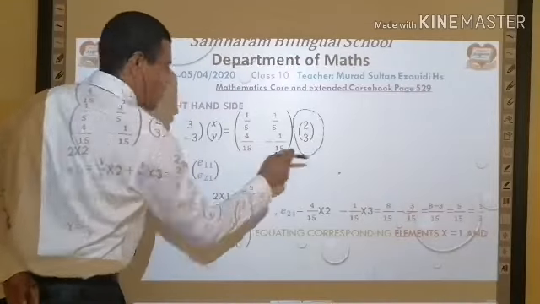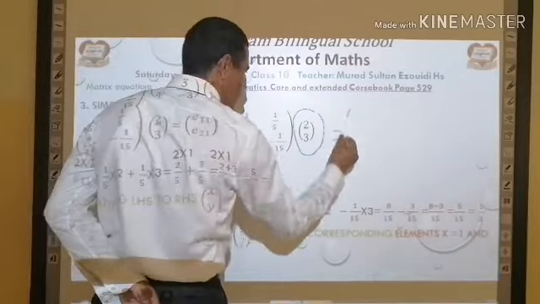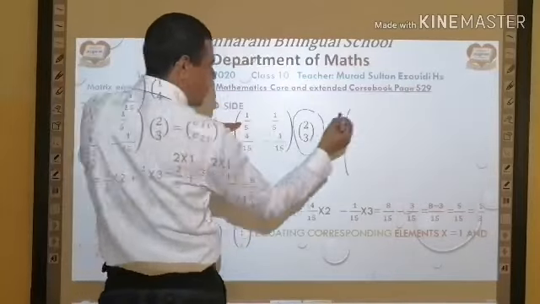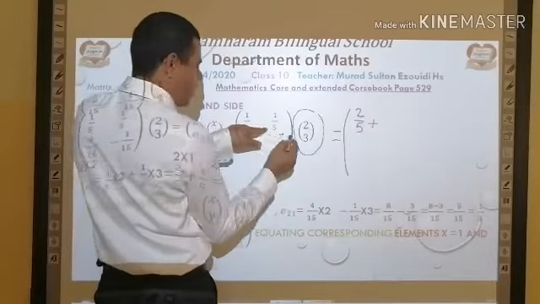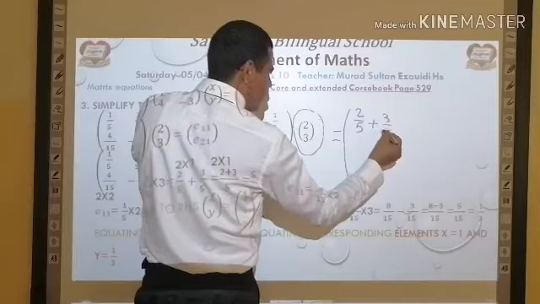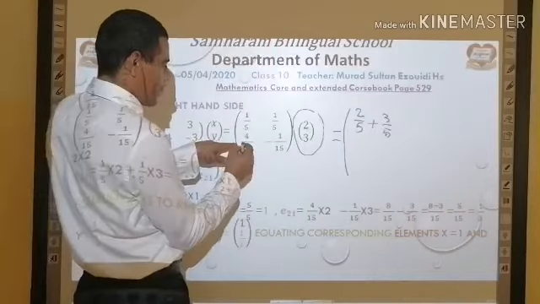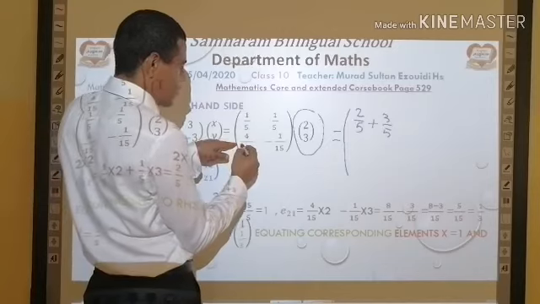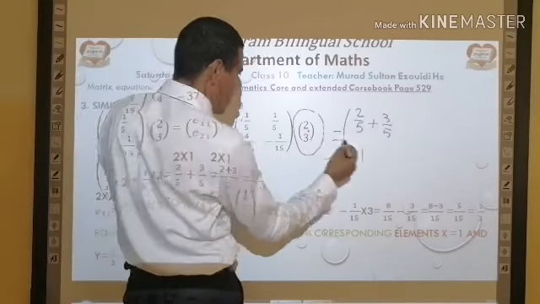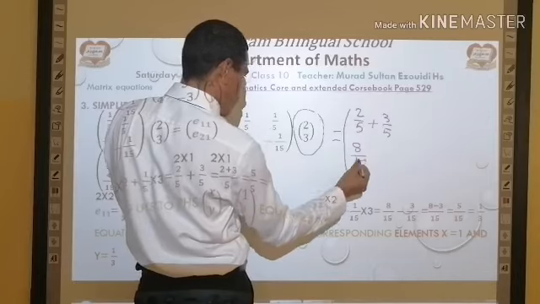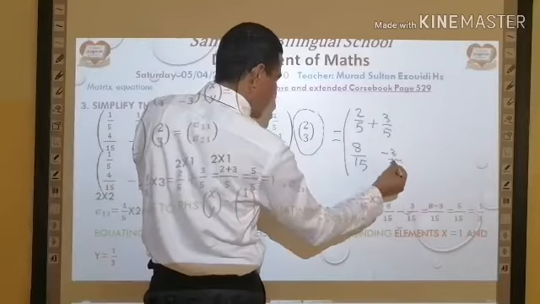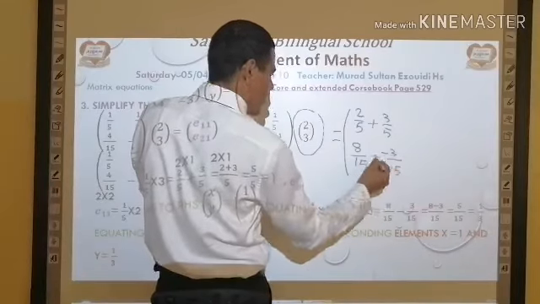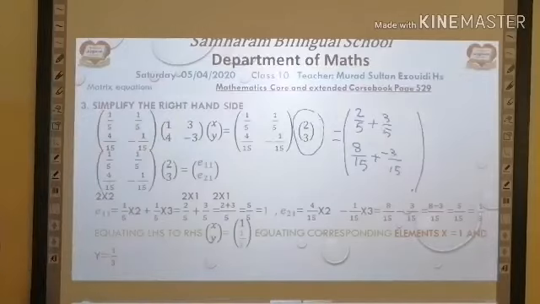Matrix multiplied by matrix, I will try to find it. Okay? Look, 1 over 5 multiplied by 2 is 2 divided by 5. Plus, 1 over 5 multiplied by 3 is 3 divided by 5. Okay, the next one. Okay. 4 over 15 multiplied by 2 is 8 divided by 15. Negative 1 divided by 15 multiplied by 3 is negative 3 divided by 15. Then I will add. Okay.